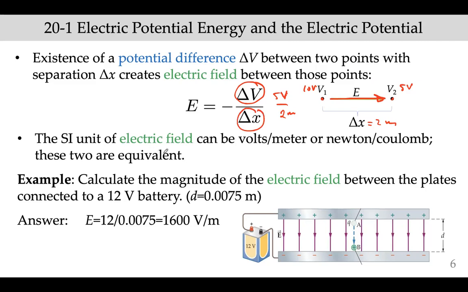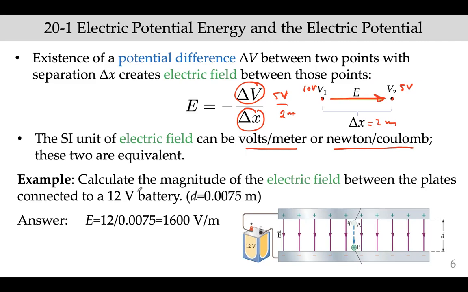The SI unit of electric field can be volts per meter, as we saw here, or as we learned in chapter 19, it could also be Newton divided by Coulomb. So these two are equivalent.